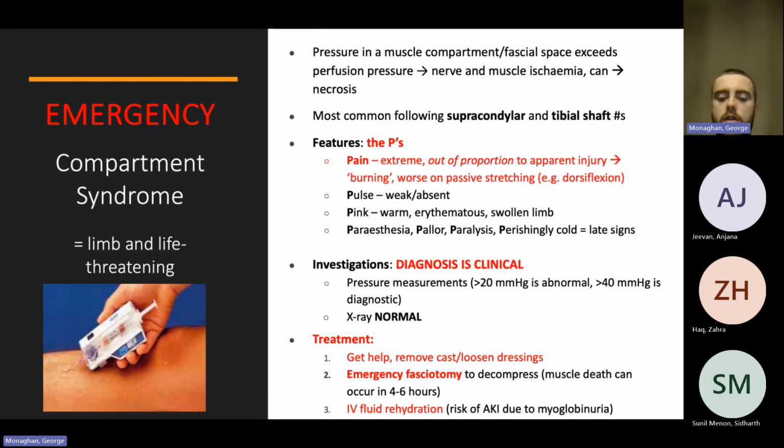And so the golden hours, I should say, is obviously as early as possible, but up to the 4 to 6 hour mark is when muscle death starts to occur, and that's when it gets to the irreversible stage of damage. So we really do want to avoid that. And then rehydration, because there's a risk of AKI due to the myoglobinuria, and that's because of the breakdown of the muscles due to the ischemia and the possible necrosis that's been going on.